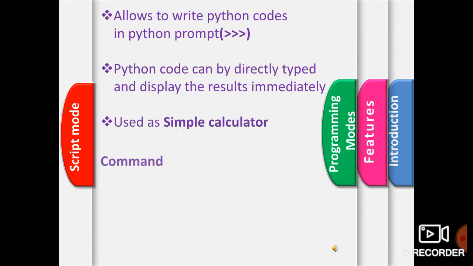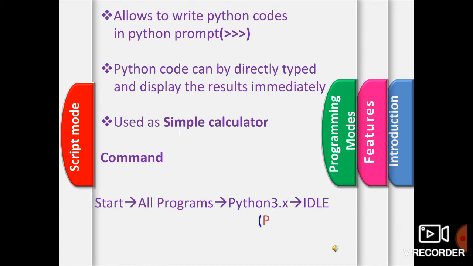For example, if you want to add two numbers in a calculator, how will you add the numbers? Just press the number 5 plus 10 and get the result immediately. Likewise, in Python, we can get the answer immediately.